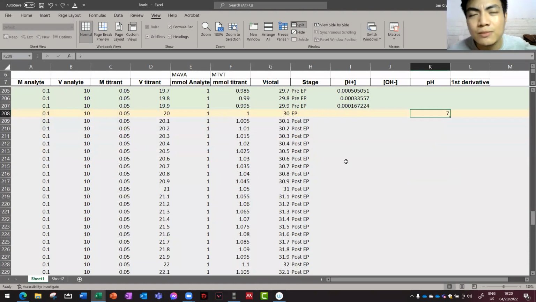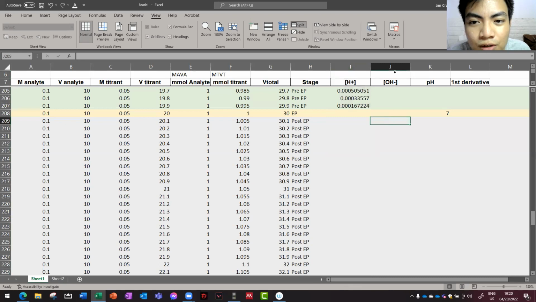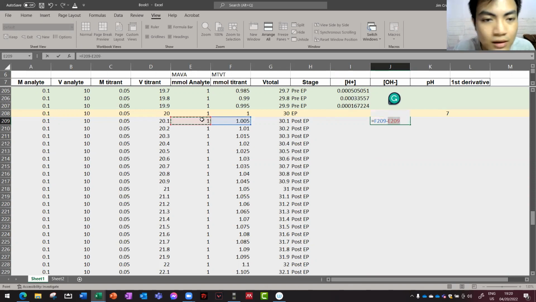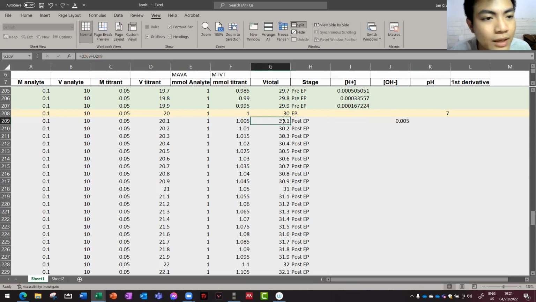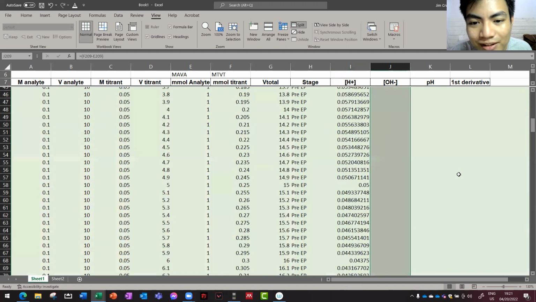And then at the post-equivalence point, what's our equation? So if you check our lesson, the equation there is concentration of OH equals MTVT minus MAVA over V total. Okay. So that means you are not solving for the H plus, rather you are now solving for the OH. So again, what's the equation? It's MTVT minus MAVA over the V total. Oops, I forgot parentheses. Okay. And divided by, sorry, what's happening?